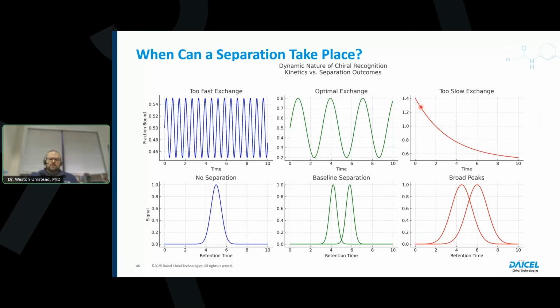If the exchange is too slow, here the peaks broaden out too far. Obviously, if the exchange was faster, these probably would be two nice resolved peaks from each other, but because now they've broadened out so far, we don't see the separation anymore.